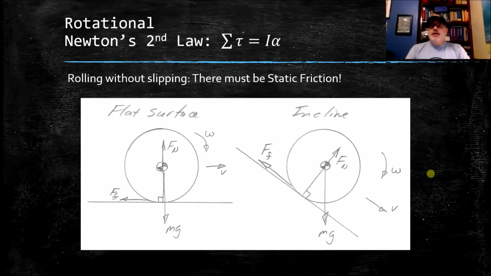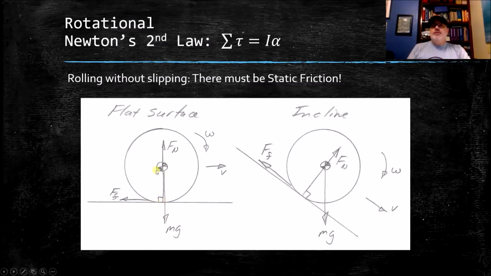Now let's take a look at rolling without slipping. First thing I want you to understand is that there must be friction. If there's no friction, then an object will just slide across the surface and there won't be any torque and it won't try to rotate at all. So here's an object on a flat surface. You can see that there's a gravity force down, there's a normal force up, and there's a friction force to the left. Notice that I've drawn them at the point of contact. Gravity comes from the center of mass, normal and friction come from the point of contact.